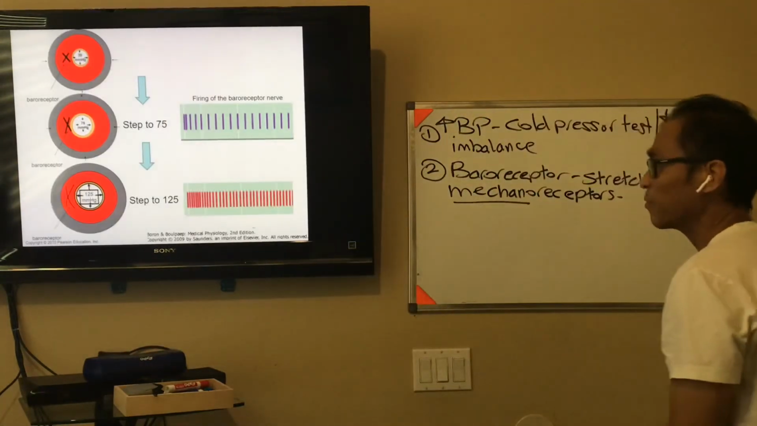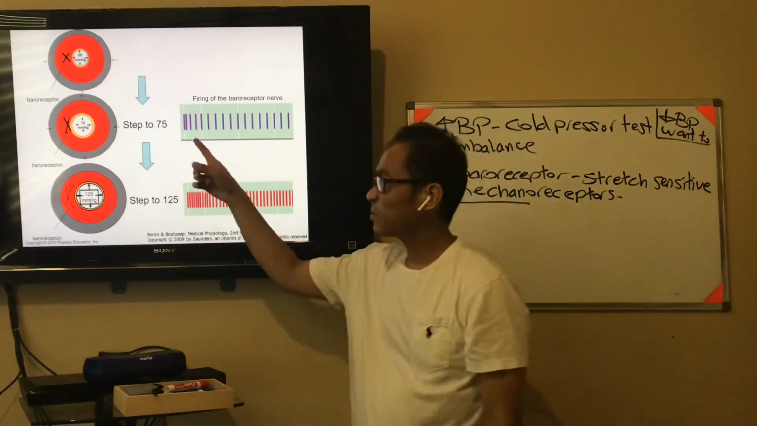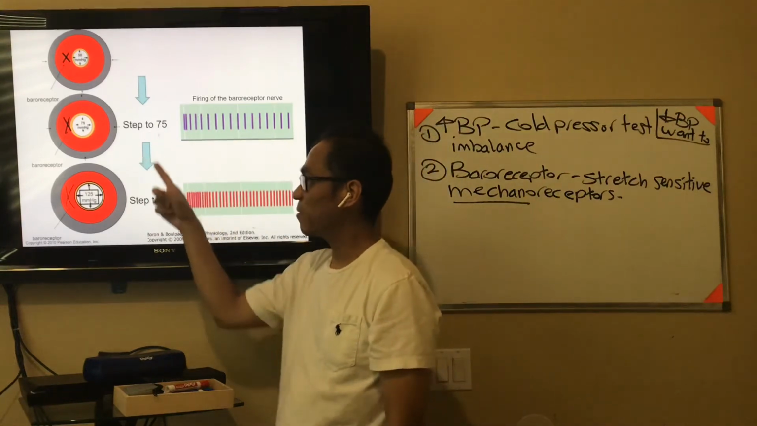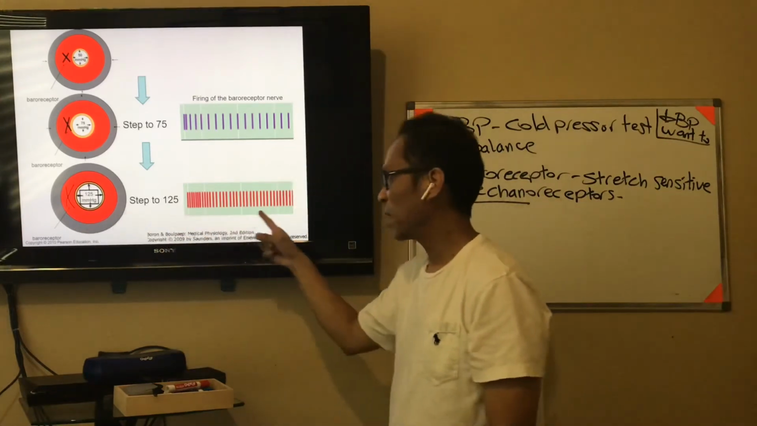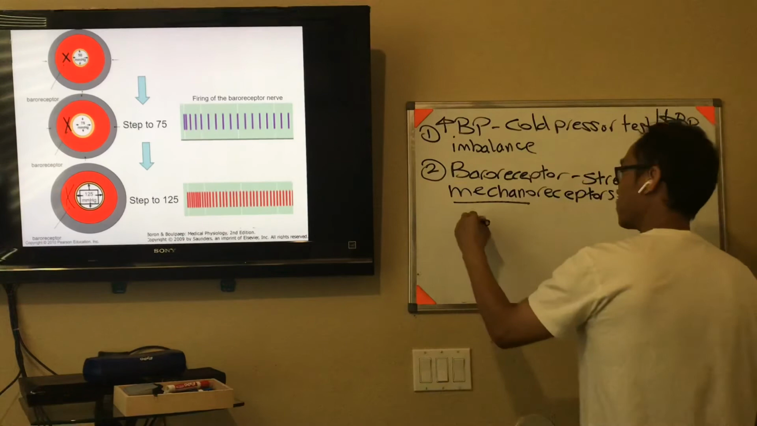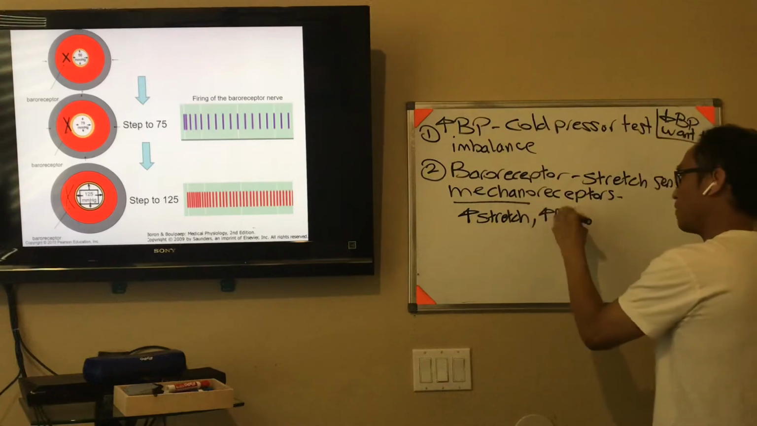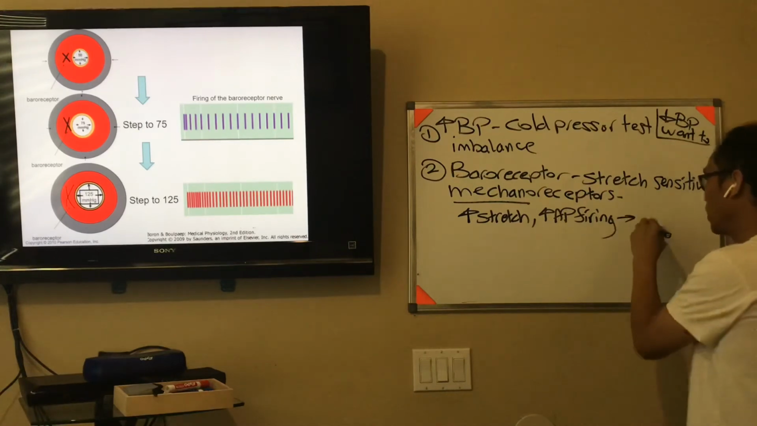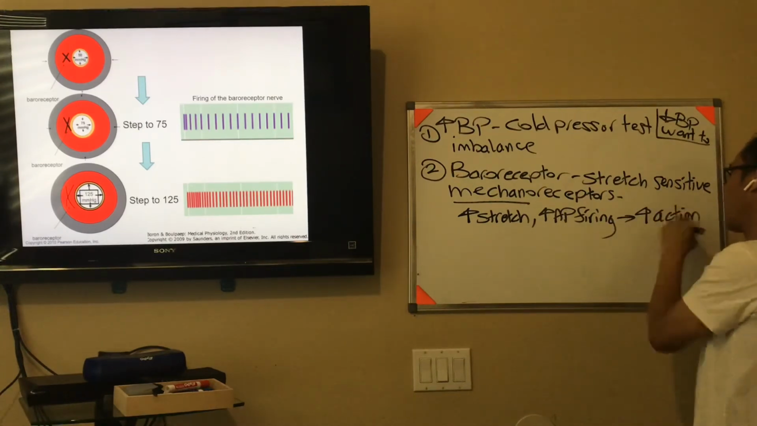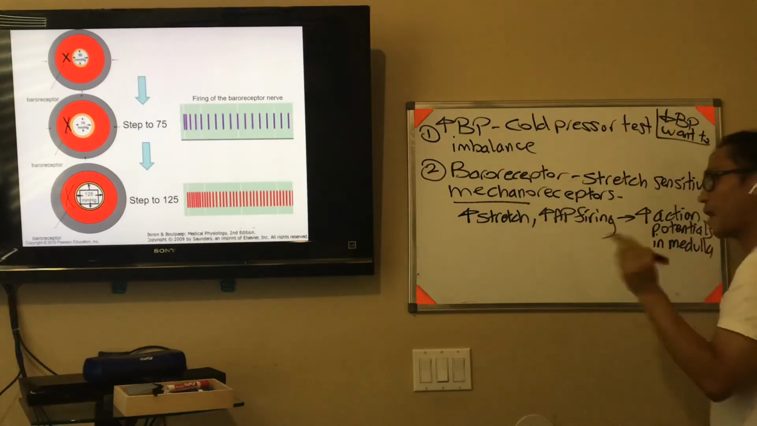And so what happens is, for example, in this physiology test it was done on dogs, by the way, these lines represent action potentials. And when you step from 75 to a higher blood pressure, you stretch the nerve ending inside the vessel wall, and you see an increase in the firing rate. So if you increase stretch, you increase AP firing. And so what you'll end up seeing is you have increased action potentials in the medulla. That's the key there.